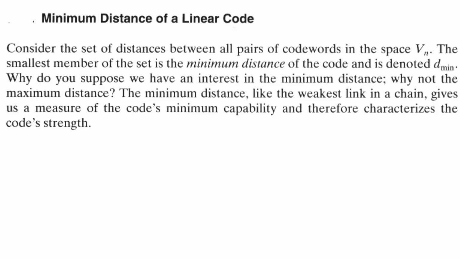Now you consider all the code words and try to find the distance between the code words. What is the meaning of distance? Distance means how many elements differ from one code word to the other code word. How to find the distance between two code words? At every position you check whether it differs. If it is 1 and 1, there is no difference. But if it is 0 and 1, then the code words differ at that particular position. Consider the set of distances between.